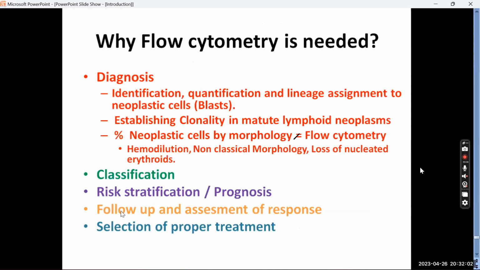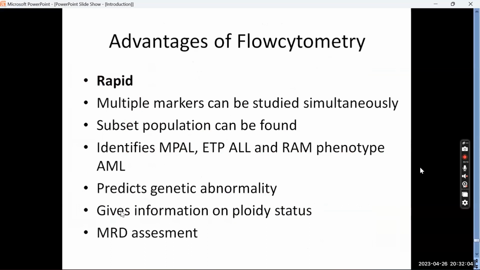Now, summing up everything and coming to the closure of today's lecture, the advantages of flow cytometry include its rapidity. You give the sample in the morning, you can give the report by evening. No other technique can give you such fast reports. You can study multiple markers in any combination. In immunohistochemistry, you can study only one marker at a given time. But if you have a 13 color flow cytometer, I can study a combination of 13 markers on the neoplastic cells.